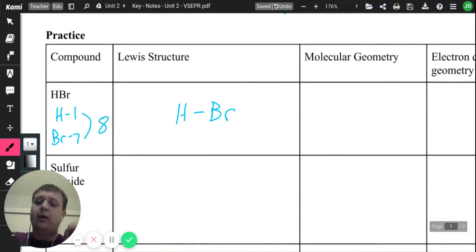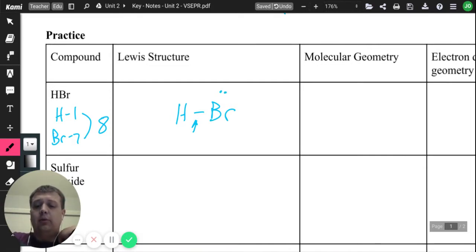So right here, I know that I need to have 8 valence electrons. This bond represents 2 valence electrons. So then I need to put the extra electrons around stuff that can hold it. Well, remember that hydrogen can only hold 2. It's one of those exceptions to the octet rule. So then all those extra electrons are going to have to go around bromine.